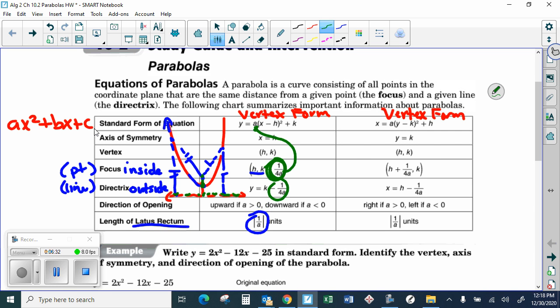And the reason it's absolute value is because, you know, distance is always positive, so we make sure it's positive. Doesn't matter if I go up or down from the vertex. Let's make sure distance is positive, so the absolute value around it. So from the vertex to the focus or vertex to the directrix, it's the same length, 1 over 4a.